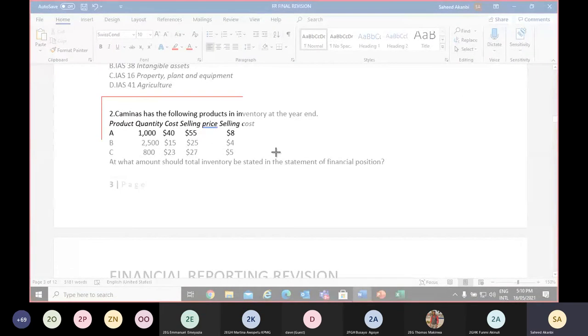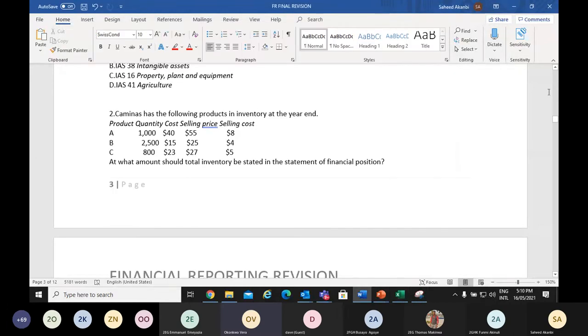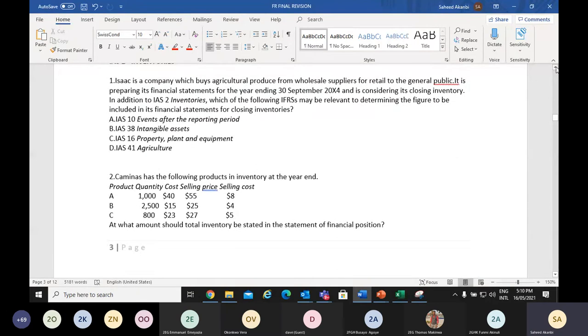Yes, I was saying something concerning question one. There is only one date there, so how do we know it's events after the reporting period? Ah, that one you must have read. You need to read before you will know that. IAS 10 will definitely affect the carrying value of my closing inventory. But you told me that Jamie has done it today. Have you not done it today? Yes, he has. I can't see it. The question said it is preparing the financial report for the year ending. That's it. So they did not tell us if he's done. I think it covers the period when he's done preparing the financial statement and when it's about to be issued.